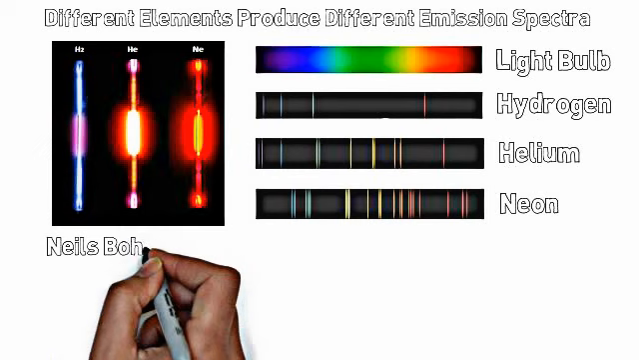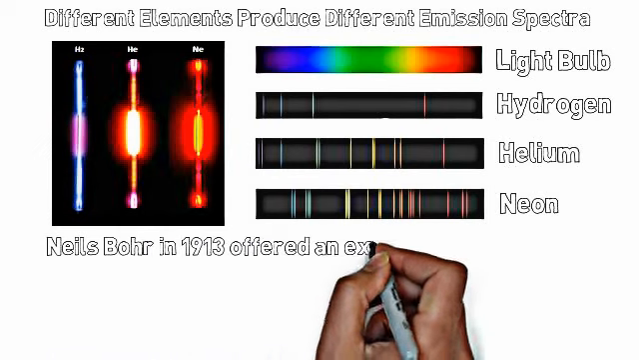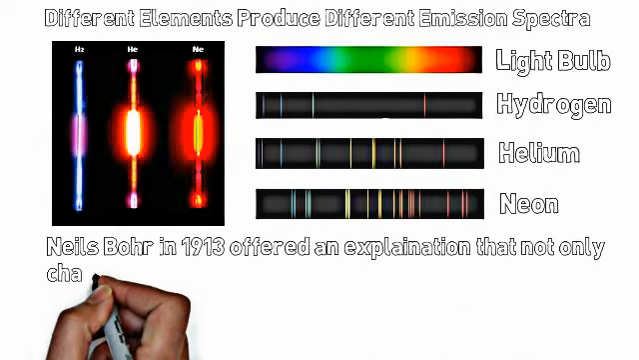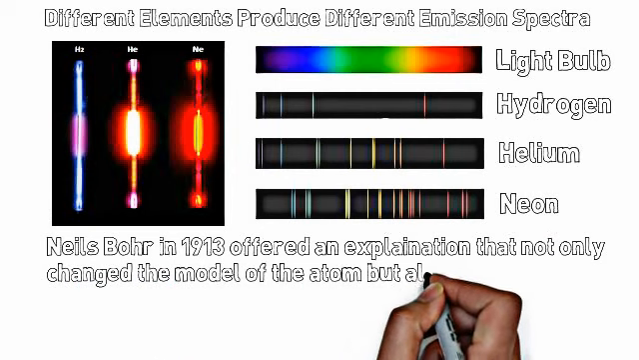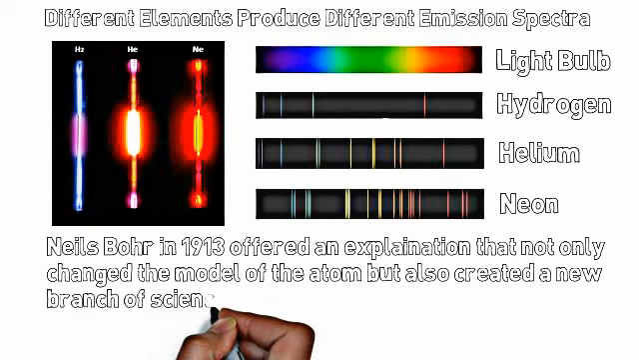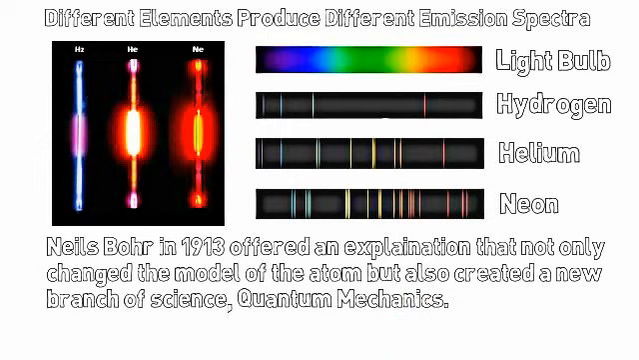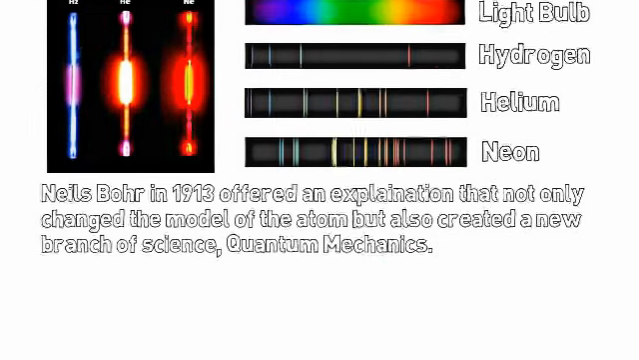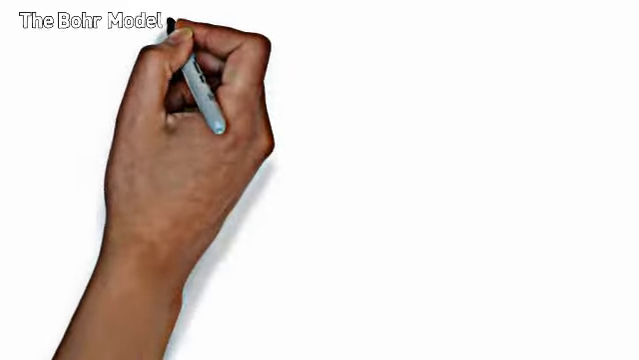Okay, so what Niels Bohr does in 1913 is he offers an explanation for why this is. And this is going to be the really important aspect. It's going to give us not only an explanation for the emission spectrum, but it's also going to create a new field called quantum mechanics. And this is his model of the atom.